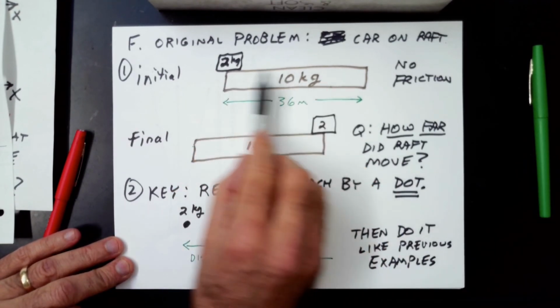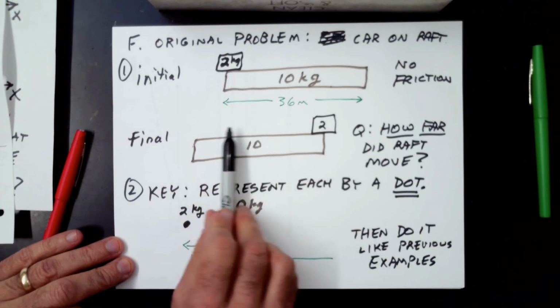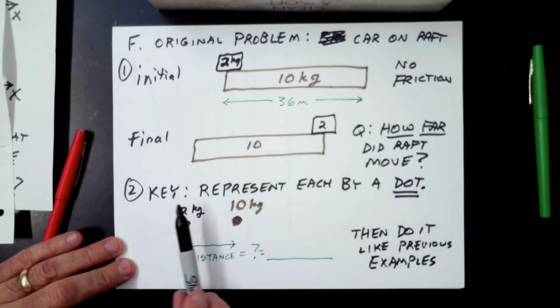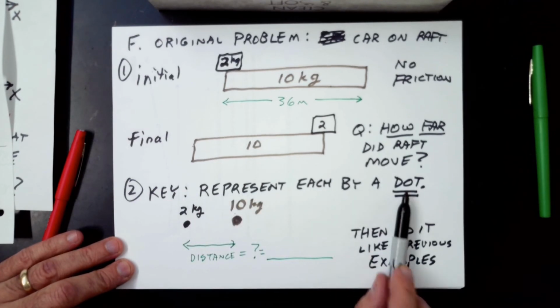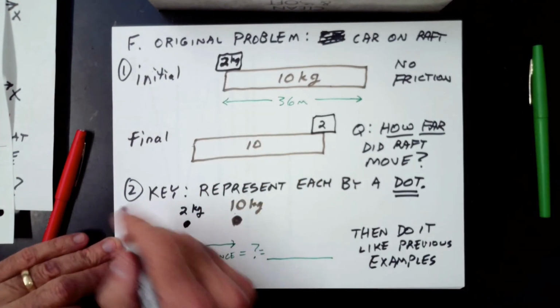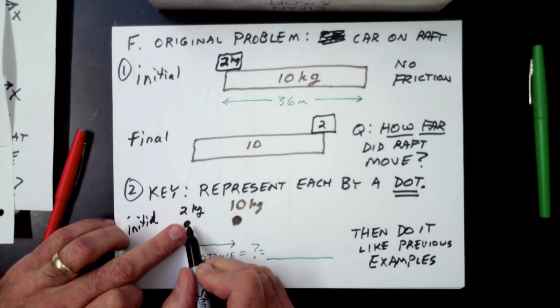The raft has uniform density. The car or person has uniform density. Remember, the problem is the person walks or car goes to this side. How far did the raft move? Uniform density means we can represent each by a dot. So we start with this 2 kilogram dot here. This is the initial.